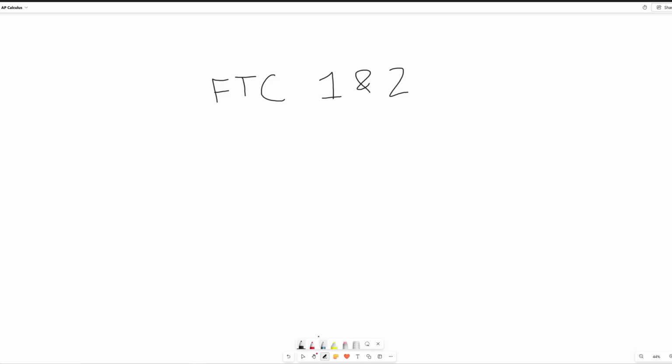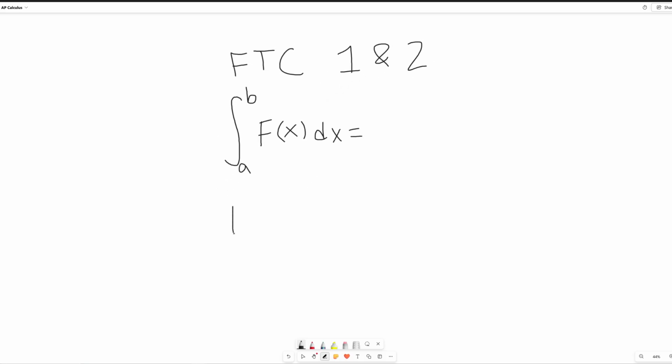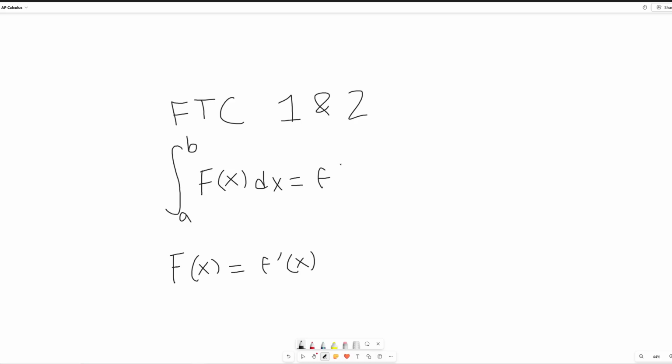The second fundamental theorem of calculus is much easier. So, if you have any definite integral from a to b of some function, f of x dx, we're going to say that f of x is the derivative of F of x, uppercase F. So, this is just F of b minus F of a.